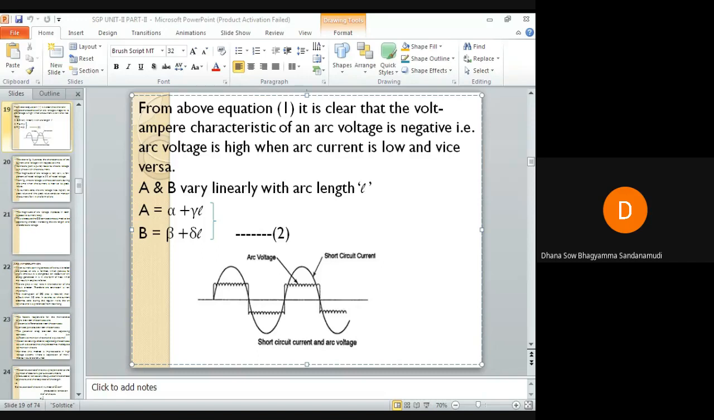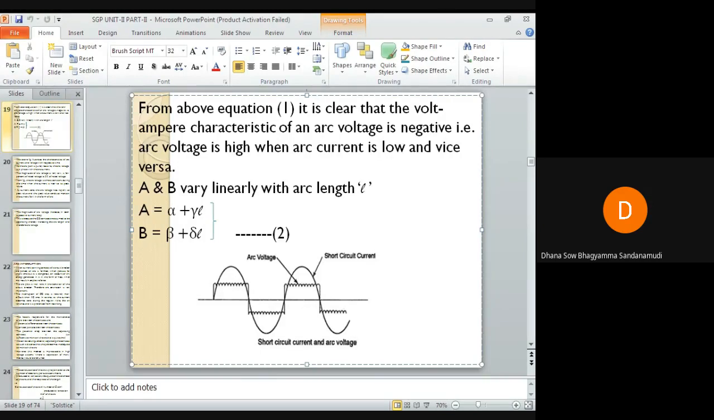So this is about the arc phenomenon. In the next class, we'll discuss arc interruption, how to interrupt the arc. I hope you have understood how arc is initiated and how arc is maintained.